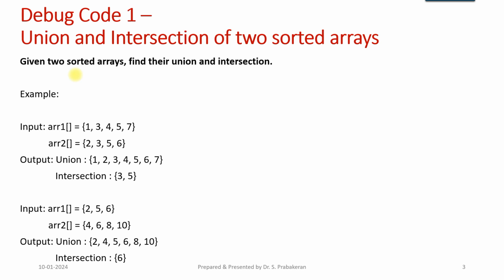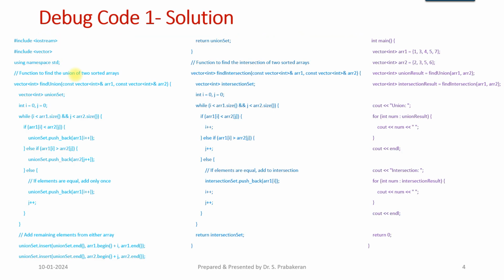Now, before going into the code, I'll just give a quick review of what we are going to do. Literally from this, we understand that we have two sorted arrays, that is array 1 and array 2. We have to find the union as well as the intersection using an efficient algorithm. The key idea is to traverse both arrays simultaneously, leveraging the fact that they are sorted. Now we move into the code, then you will have a better understanding.